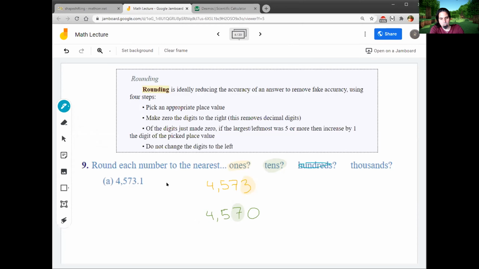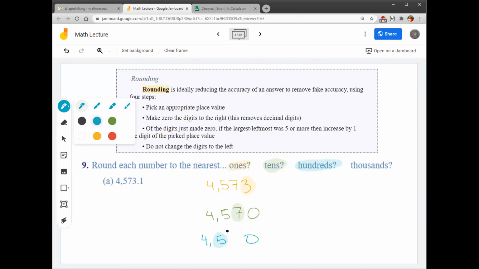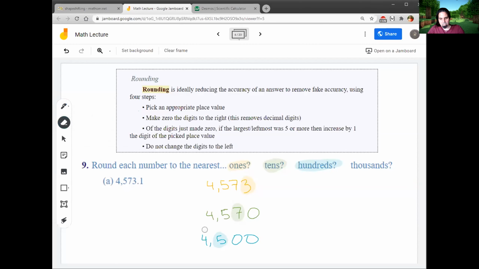Okay, hundreds. So 4,570. The one I care about is the hundreds this time, picking the right place value. I'm going to take everything to the right and make it 0. Is the biggest of those 5 or more? Yes, it was 7. So that means I have to take this 5 and change it to be a 6.